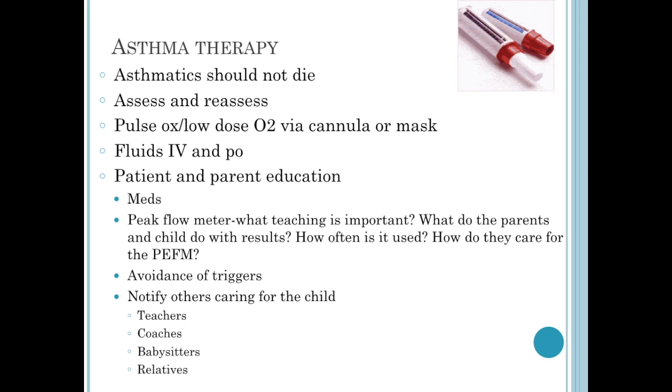These kids need to take their peak flow meters with them to school, and the school nurse needs to be notified that the child is asthmatic. If we know what the triggers are that cause the flaring of asthma, we need to help them modify their environment to reduce these triggers. But kids can have an asthma attack just from the wind blowing, when it starts to rain, those types of things. Notify others that are caring for this child of their asthma. This would include the teachers, the coaches, babysitters, as well as relatives.